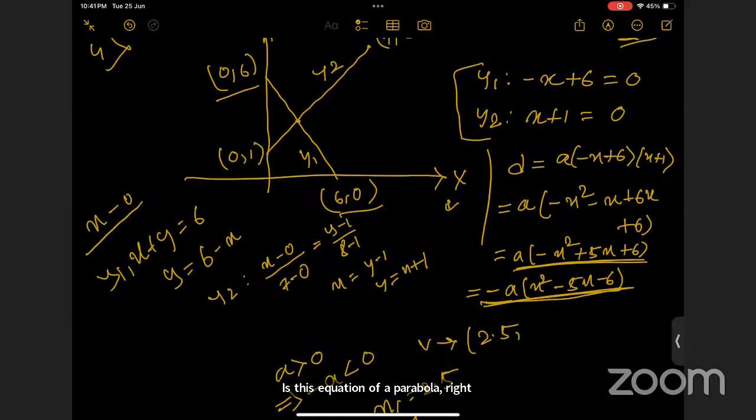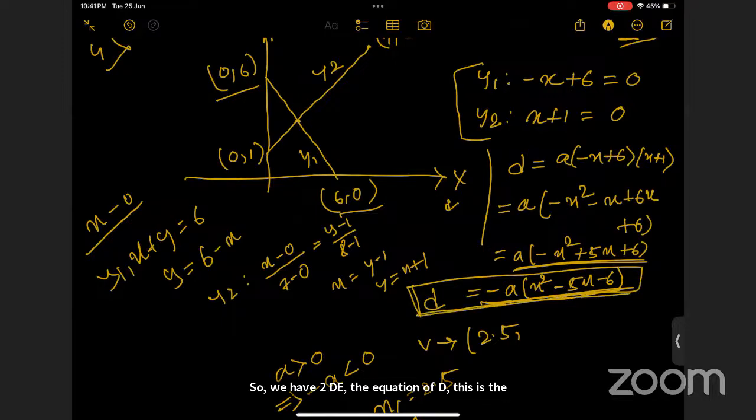So we have D, the equation of D. This is the equation of a parabola. And what we know is that because A is positive, hence minus A is negative, then the parabola will be like that. And the maximum point of D will be the vertex. So if we can check the vertex, then the vertex will be the maximum point. So from there we can find the maximum value, right? So we found the vertex to be 2.5.